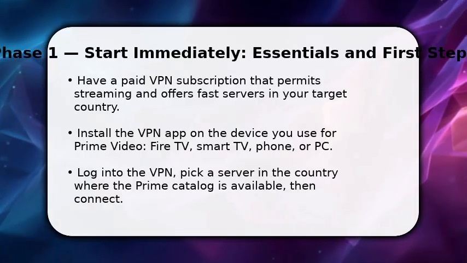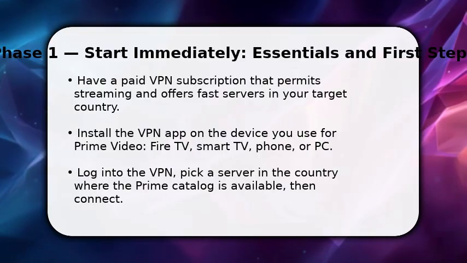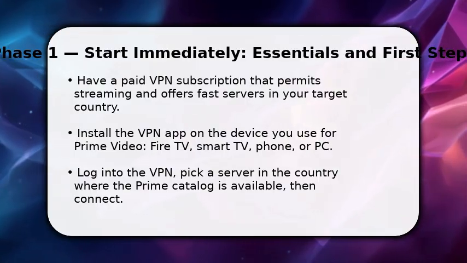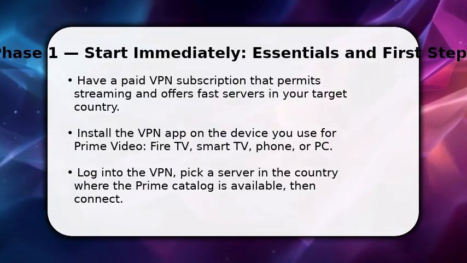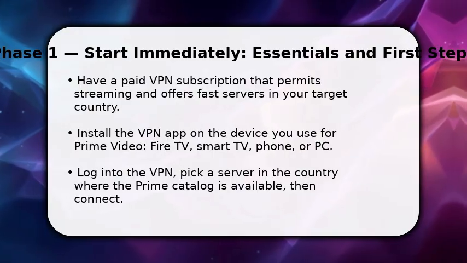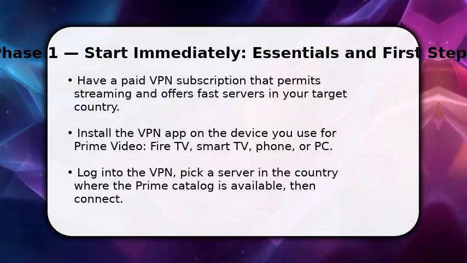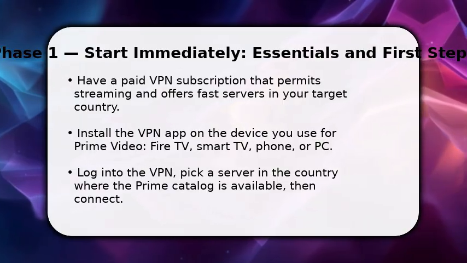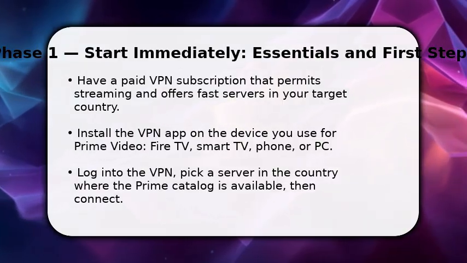You start by confirming prerequisites, a streaming-friendly VPN and the Prime app on your device. Install and open the VPN now, then sign in. Choose a server in the country with the Prime catalog you want. This changes your IP address to appear local.